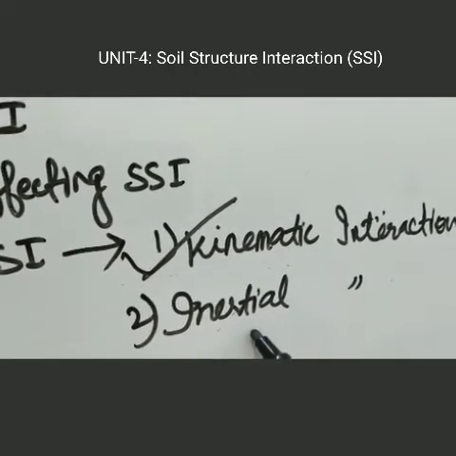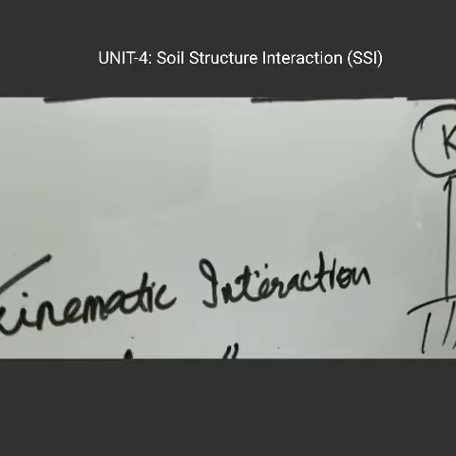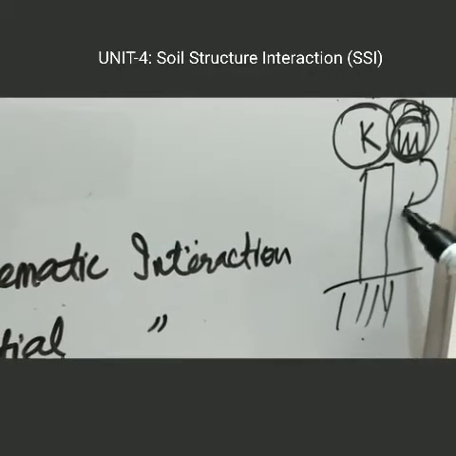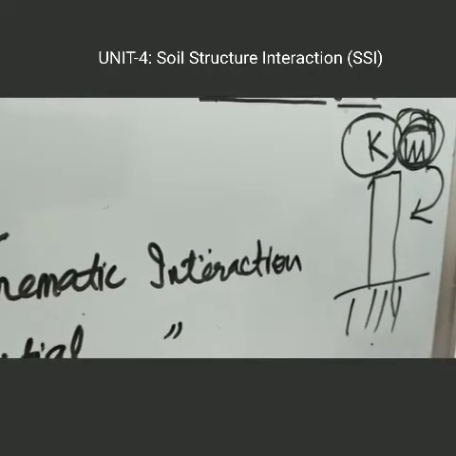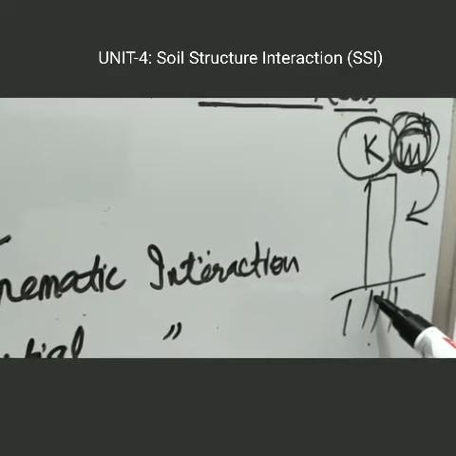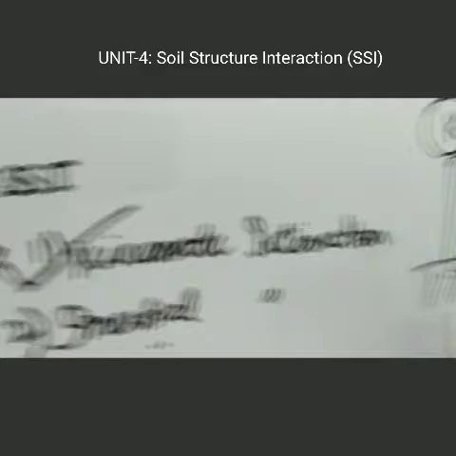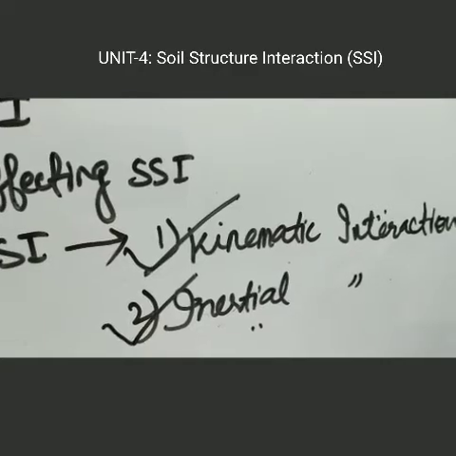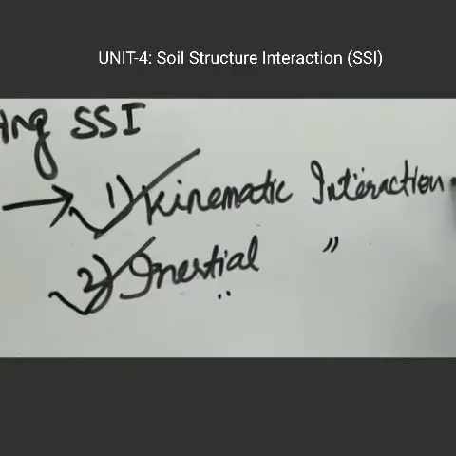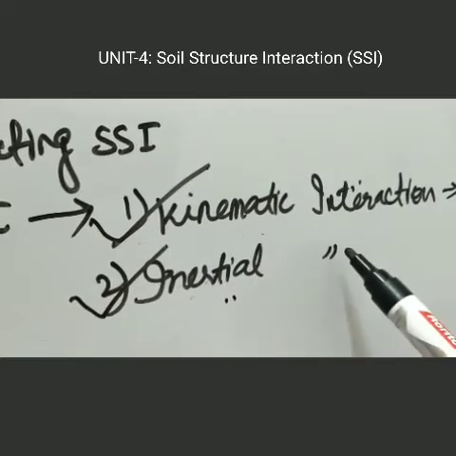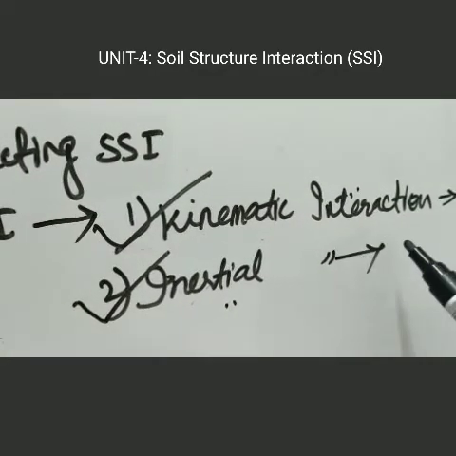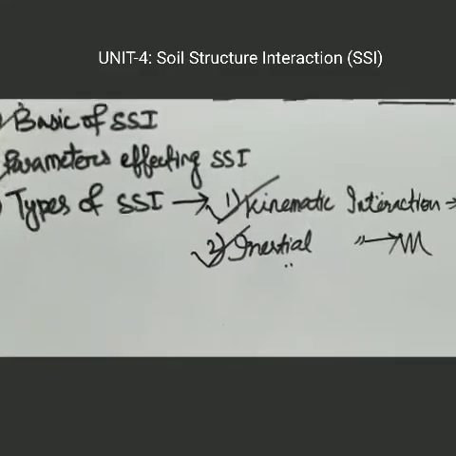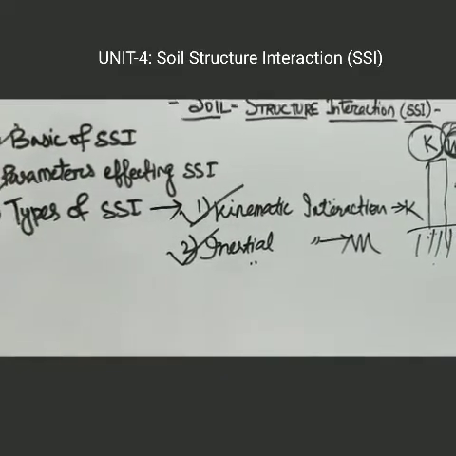And the second one is inertial interaction. Here, the mass is predominant. The mass will affect the vibration of the building, and that vibration will in turn affect the vibration of the soil. That means in inertial interaction, the mass is the dominant character. So is it clear? Kinematic interaction depends on K, the stiffness of the structure, and inertial interaction depends on the mass of the building. For your level, understanding of types of SSI up to this part is okay.